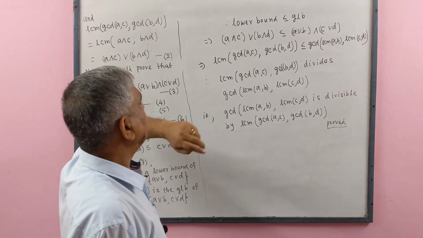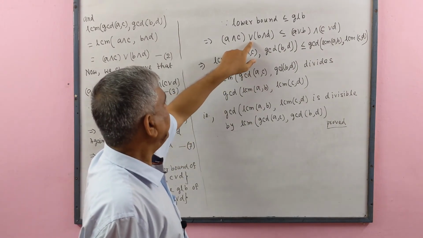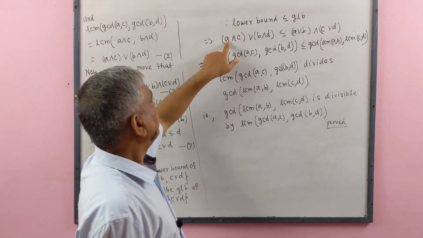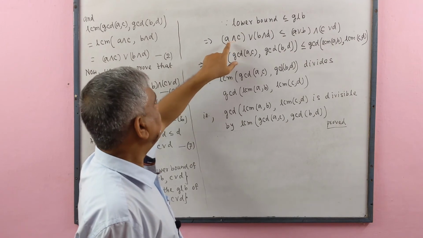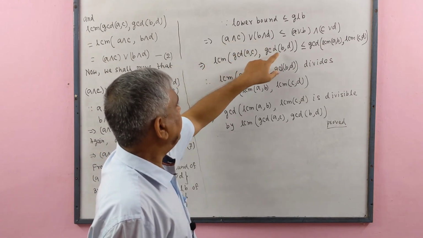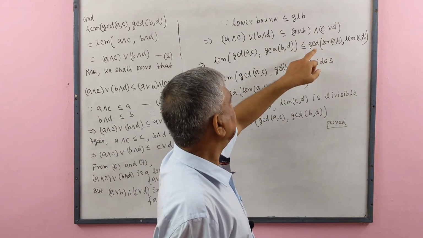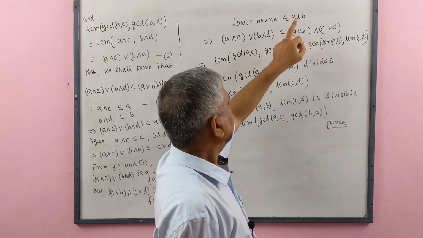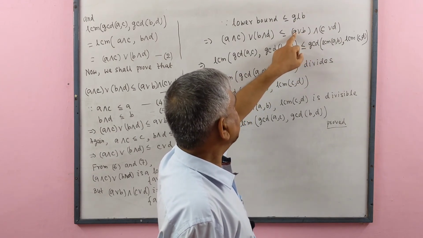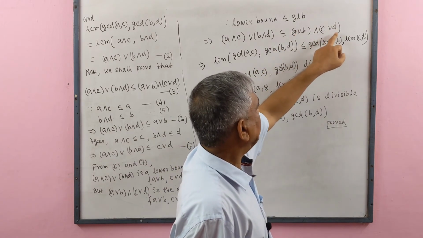In terms of LCM and GCD, we may write here join means LCM. LCM of, meet means GCD. GCD of A and C, comma, GCD of B and D on the left side. On the right side here meet means GCD, GCD of, here join means LCM, LCM of A B and here join means LCM of C D.